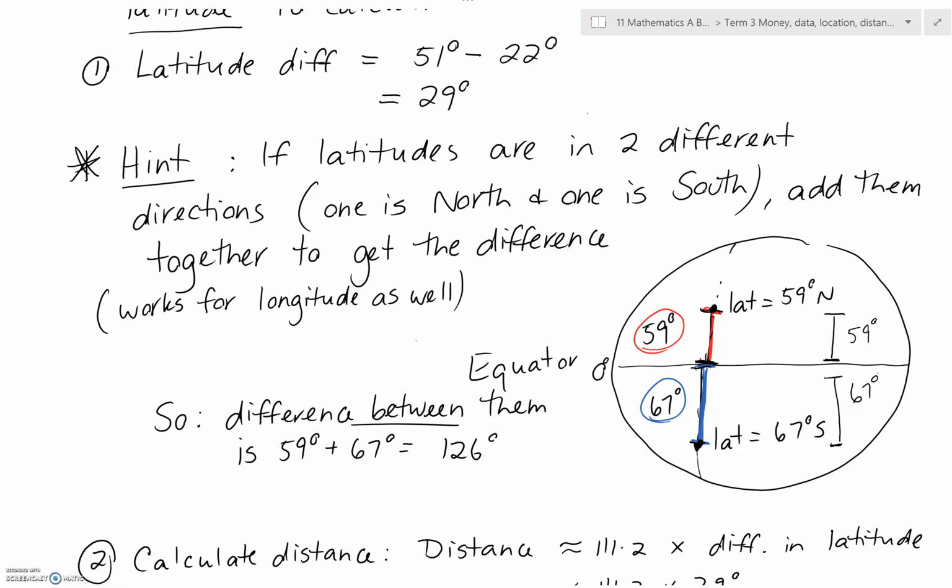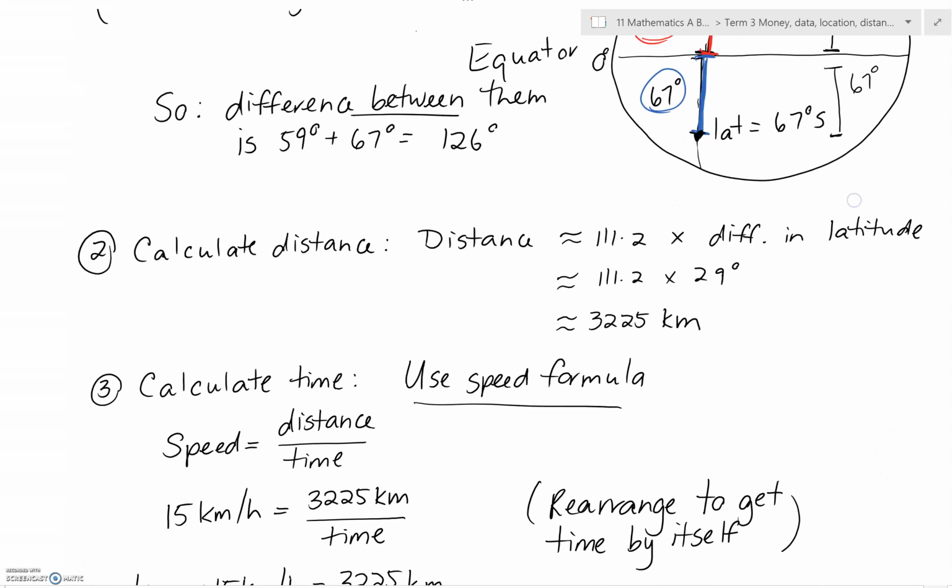So that's the one trick to remember about this. If one is north and one is south, add them together to get the difference. Don't subtract. So you first of all need to determine, are they both in the same hemisphere, north or south? Any problems with that? Let me know.